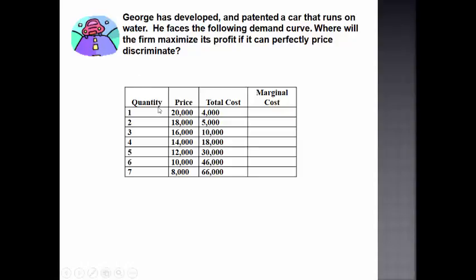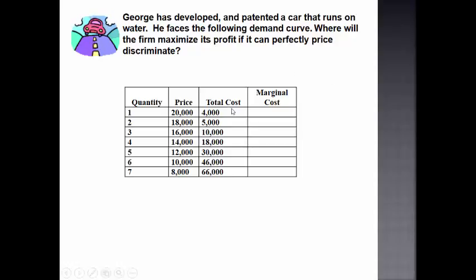If George lowers the price to $18,000, he can find another customer who's willing to pay $18,000. So now George has sold two cars. The first one sold for $20,000. The second one sold for $18,000. If he lowers the price to $16,000, he can capture another consumer, and so on down the list.